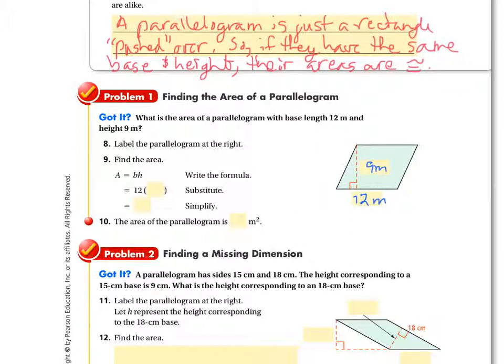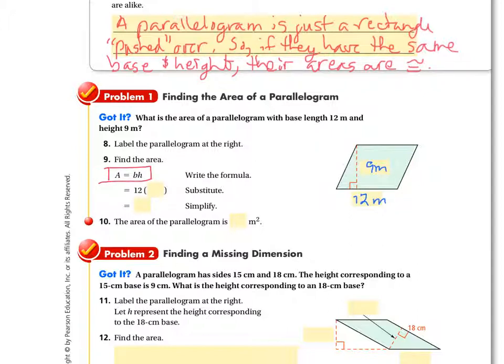So if there is not a picture with your problems tonight, you will draw a picture and label the parts of that figure on the picture. I want every problem to have a picture if it doesn't. And then you're to find the area. So 100% of the time, I want to see you starting every problem out with that general formula. It's going to be called your blueprint.